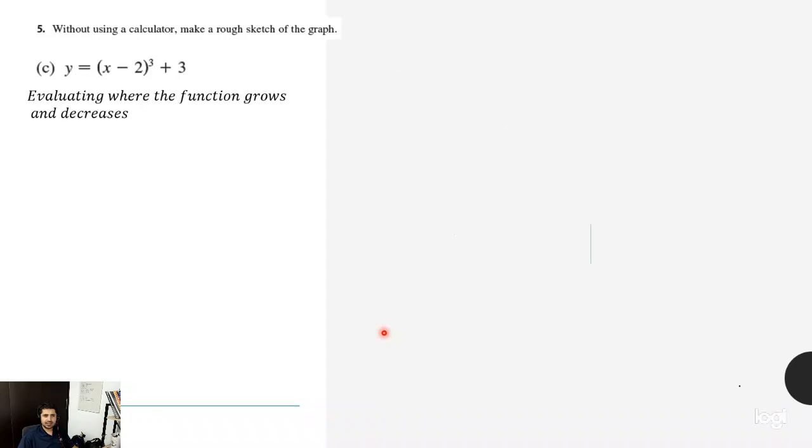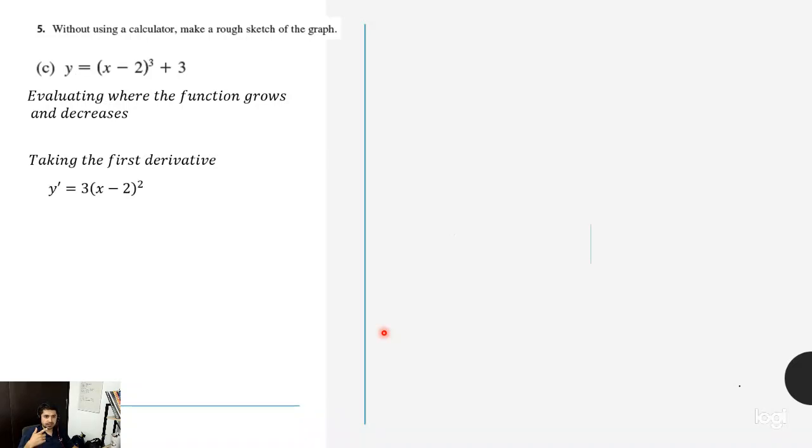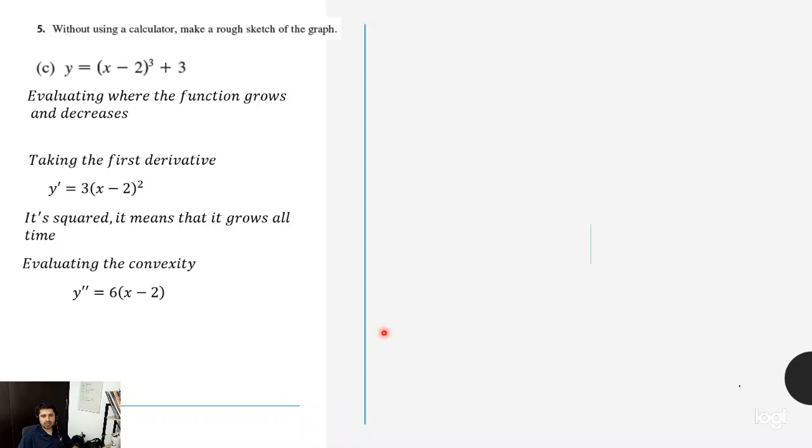Then, getting this, we're going to have a look at where the function grows and decreases. So we use the first derivative. When it's positive, the function is going up, and when it's negative, the function is going down. Because this is squared, it means that it grows all the time. Evaluating the convexity, we have this second derivative, and we know that when x is smaller than 2, this one is going to be negative, right? So when it's negative, this is concave. And when x is larger than 2, it's convex.